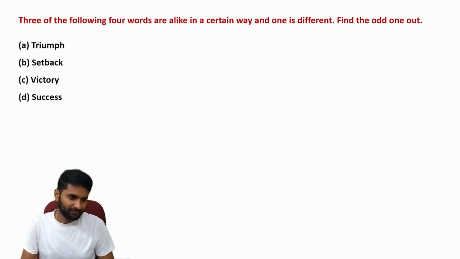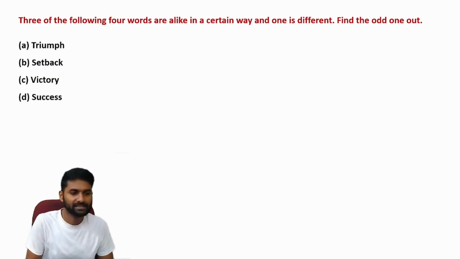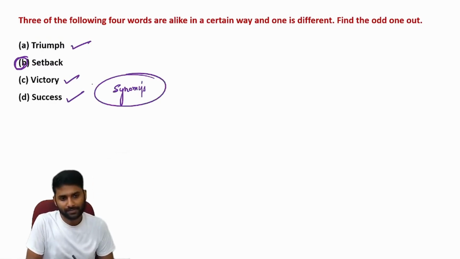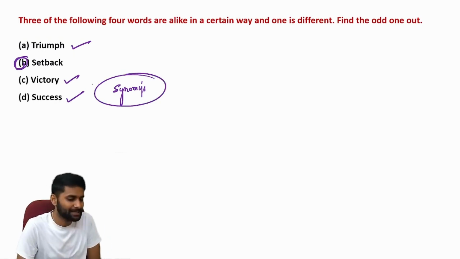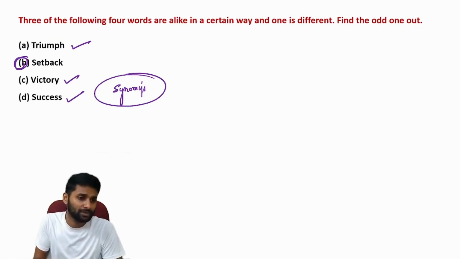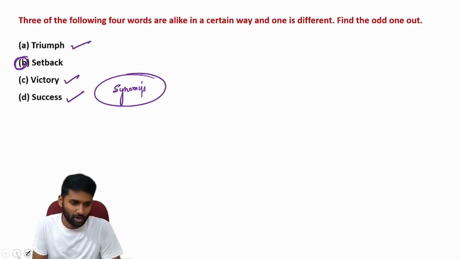Setback, triumph, victory and success. Guys, except B, triumph, victory and success are synonyms. That's why here the odd one out is setback. Setback is not a synonym of any of triumph, victory or success. That's why setback is the odd one out.